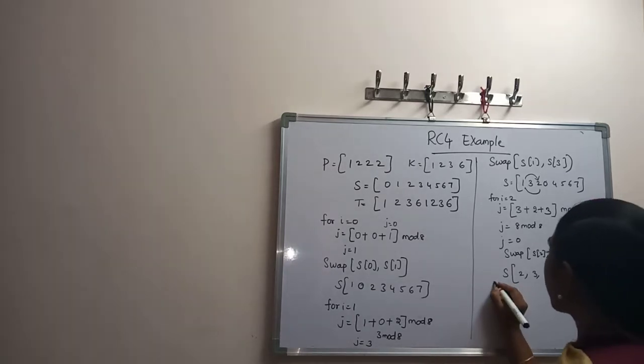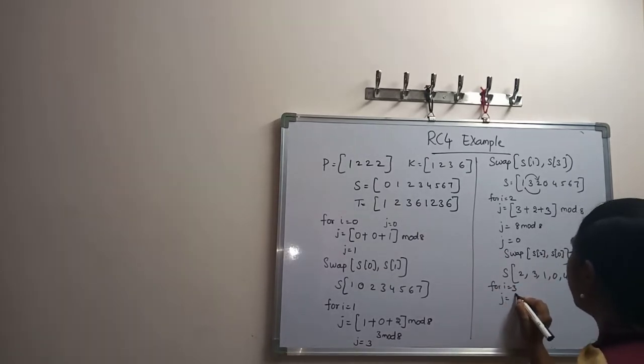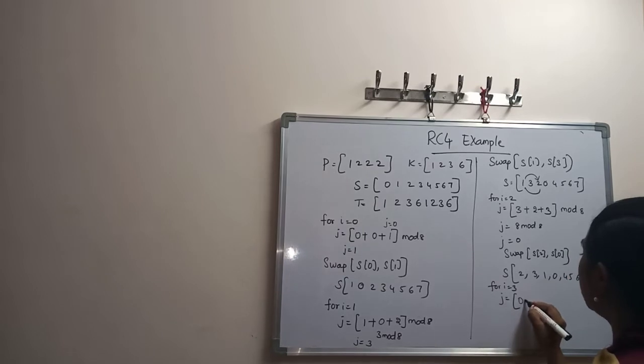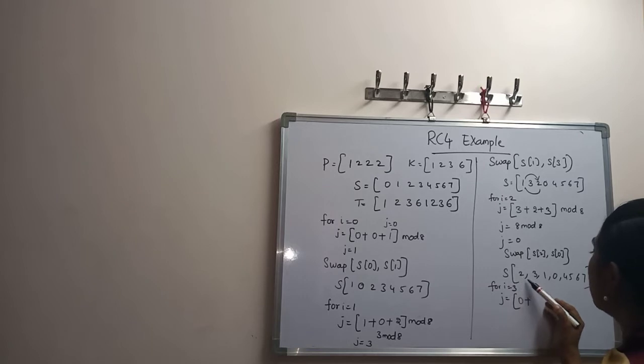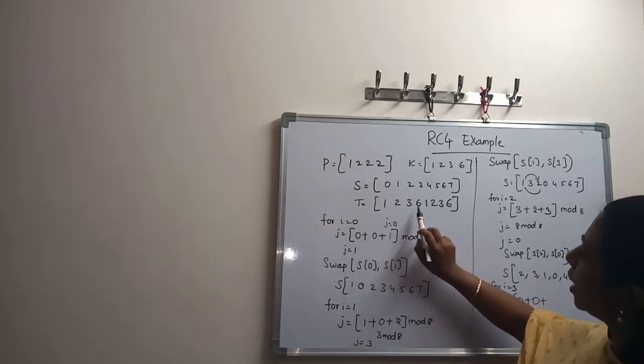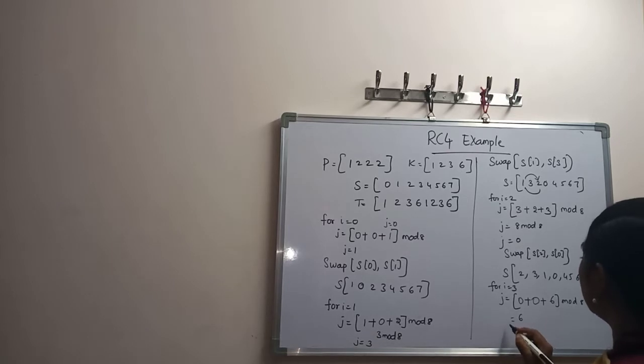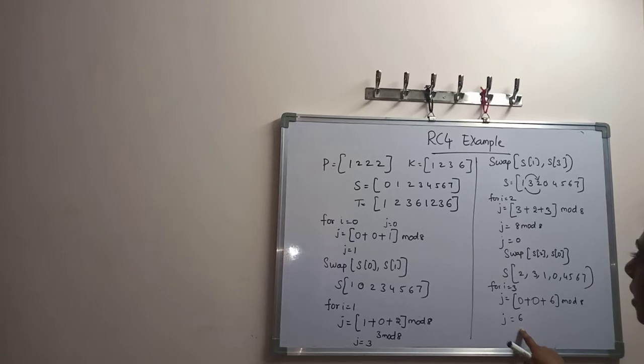Okay. Now for i is equal to 3. What is the j value in the previous one? 0, plus what is my S of i value? That is 3. So 0 plus S of j, where S of j is 3. So what is the value? 6. 6 mod 8. What value am I going to get? The j value is equal to 6.